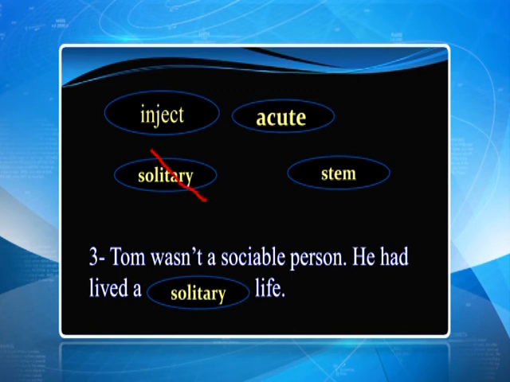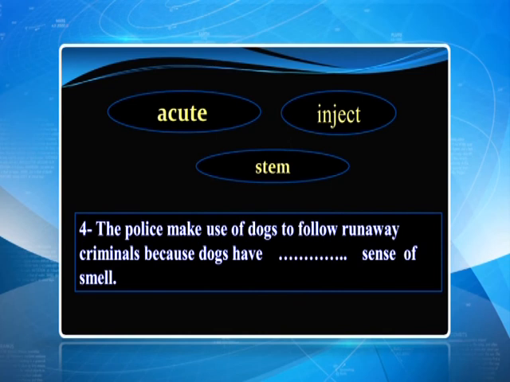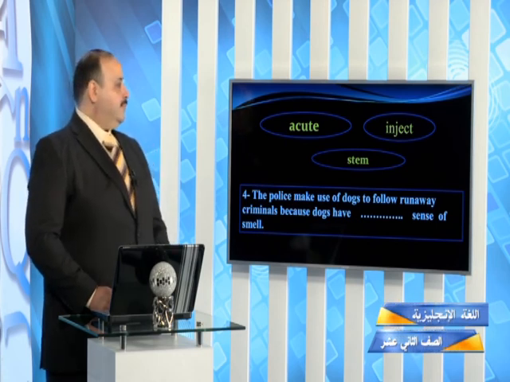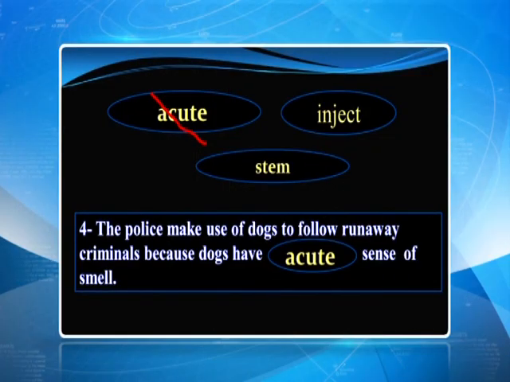That's great. Let's move. The police make use of dogs to follow runaway criminals because dogs have blank sense of smell. Now notice, we have dogs and we have senses, if you remember the word that we explained when we talked about hearing. But here we're talking about another sense, which belongs especially to dogs. They have, great, they have acute hearing.